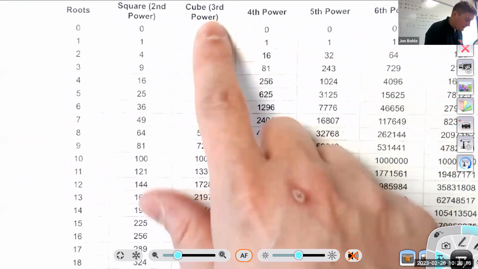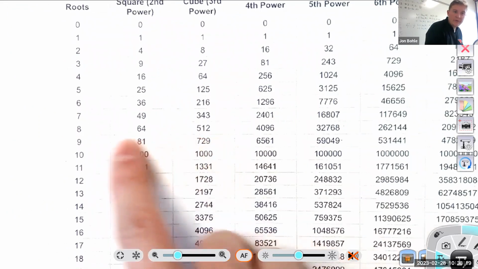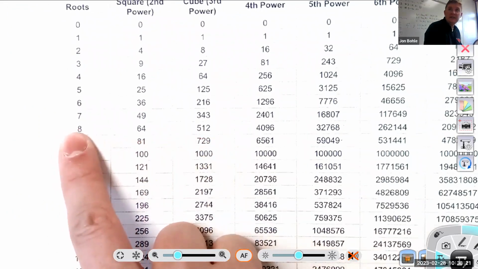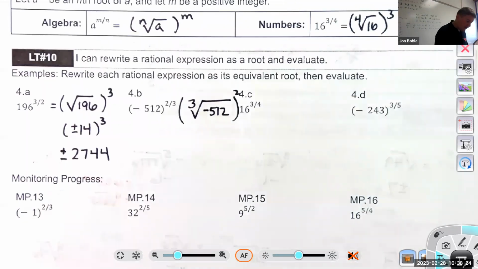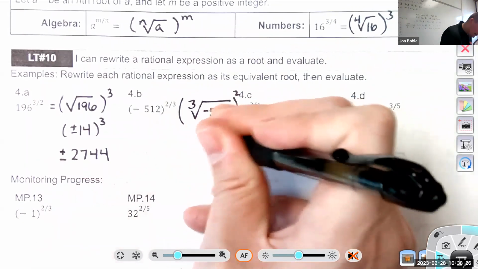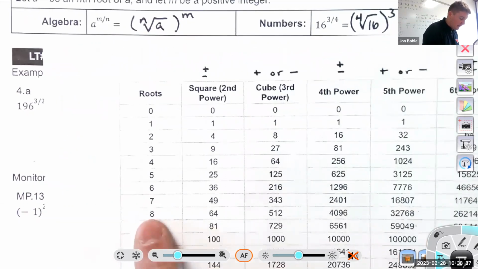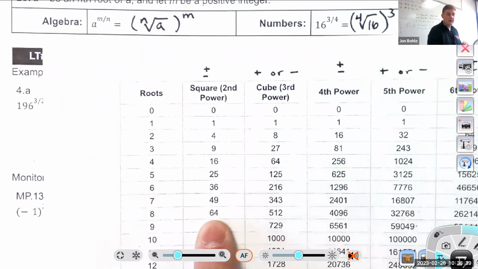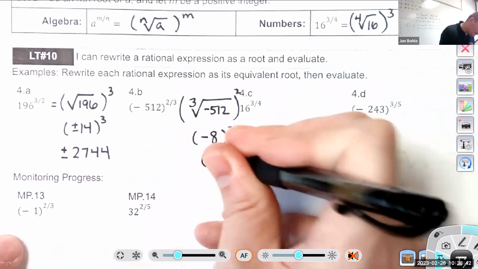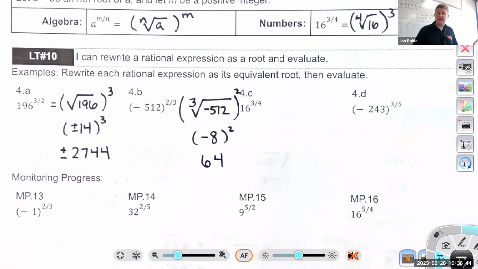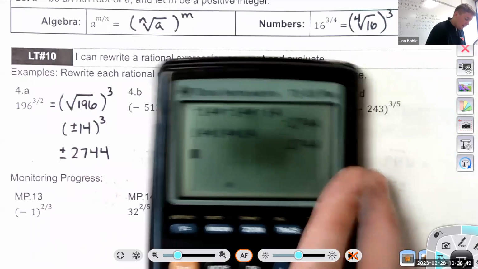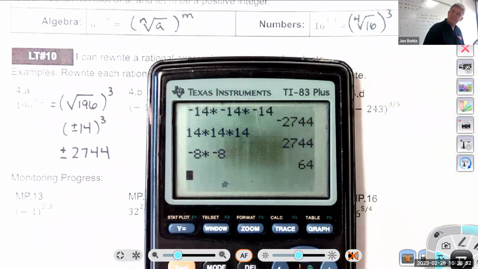So third root, here's 512. The third root of that is 8. So is that positive 8, negative 8, or plus and minus 8? Just negative 8 because odd. Okay, now I have to take 8 squared. So I go back to my sheet. You're going to use the sheet a lot probably. 8 squared is 64. Is it positive 64? Is it negative 64? Or is it plus and minus? Let's find out. Negative 8 times negative 8.